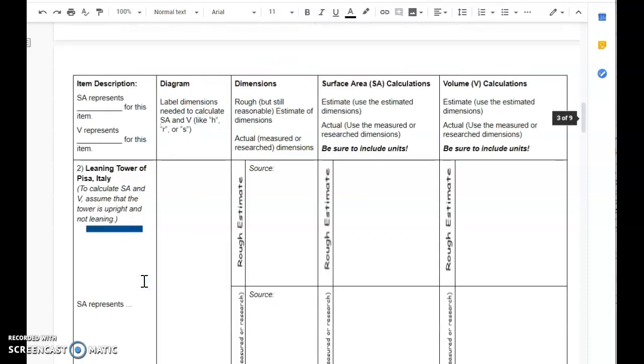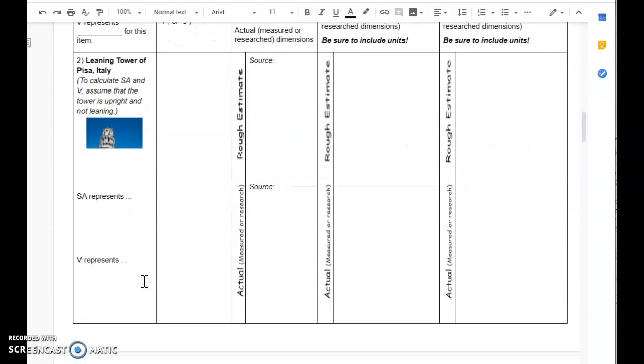The second item is the Leaning Tower of Pisa. So again, for this, you're not going to be able to measure yourself, right? So for the actual measurement, you are going to do some online research and find some measurement. Here it says to calculate surface area and volume, assume that the tower is upright and not leaning.